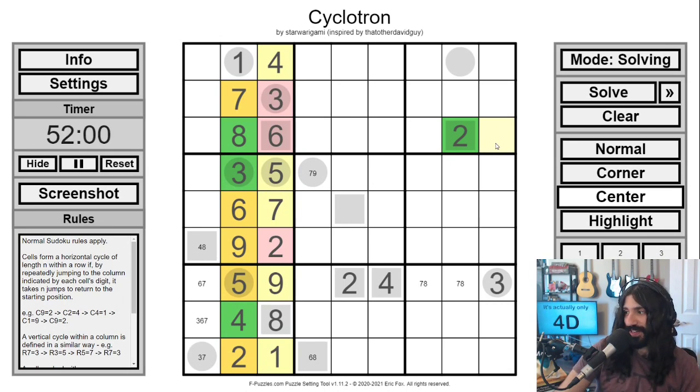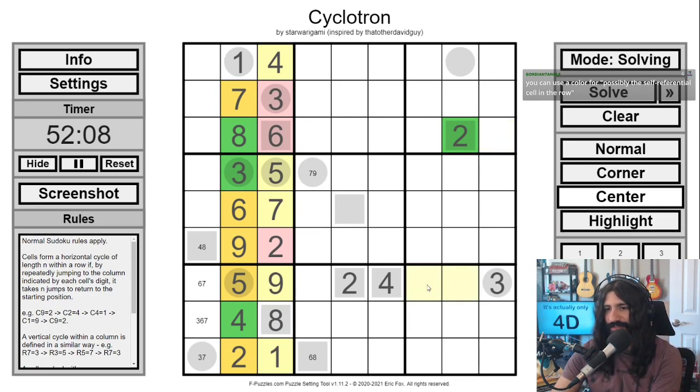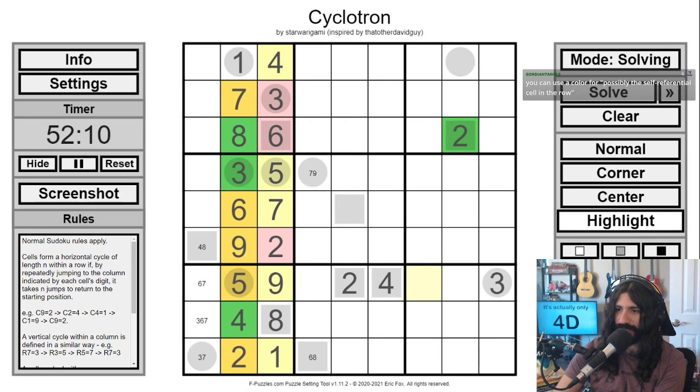Yeah, you owe me both, man. You use a color for possibly self-referential cell in the row? Oh, Jesus Christ. All right. Yeah, that's fair. Okay, what color? Let's highlight something black, maybe, right?